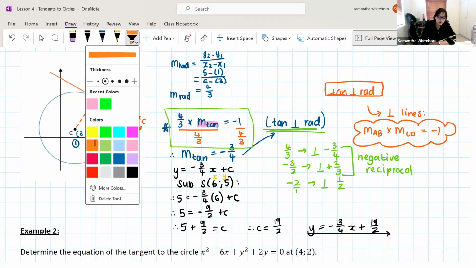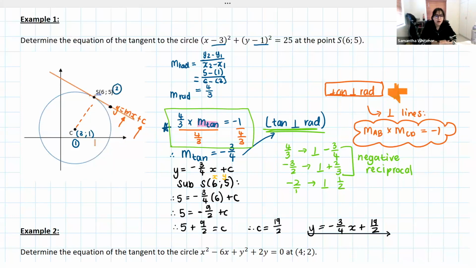Okay, so the really important thing here, we wouldn't have been able to do any of this if we hadn't remembered our tan, perp, rad geometry rule. If we didn't remember that, then we wouldn't be able to do anything. We don't have enough information on the straight line to work it out. Right, so let's take a screenshot and then we'll have a look at the second example.